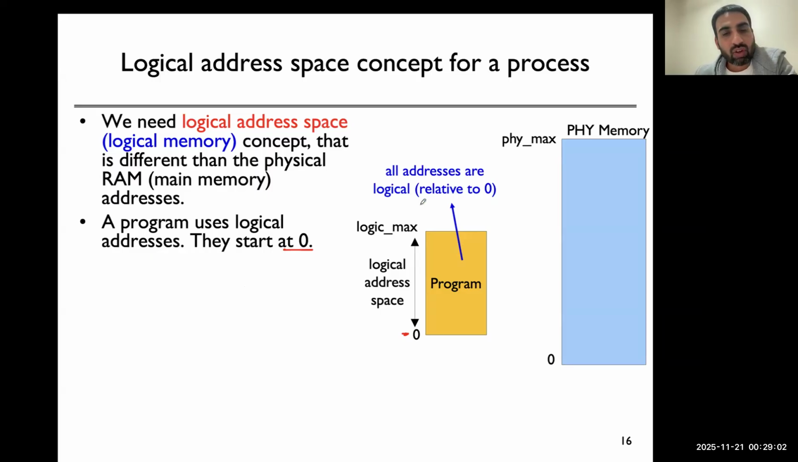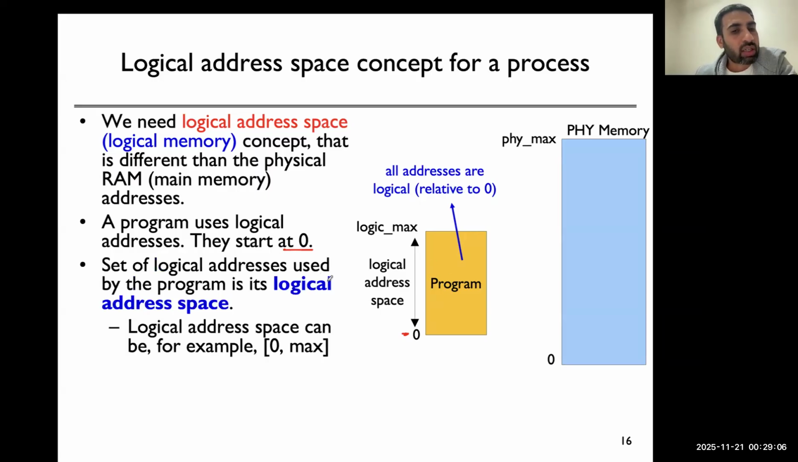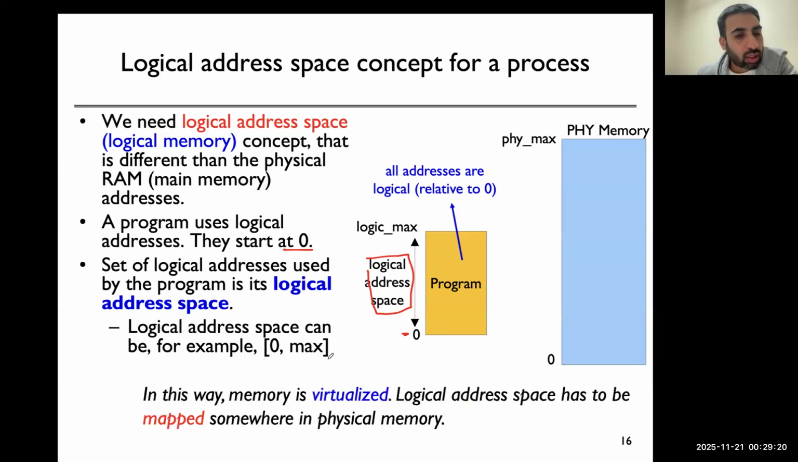So all addresses will be within that range. The set of logical addresses used by the program, the set of the addresses that will be generated by the program, is known as its logical address space, and that logical address space will be within 0 to max.